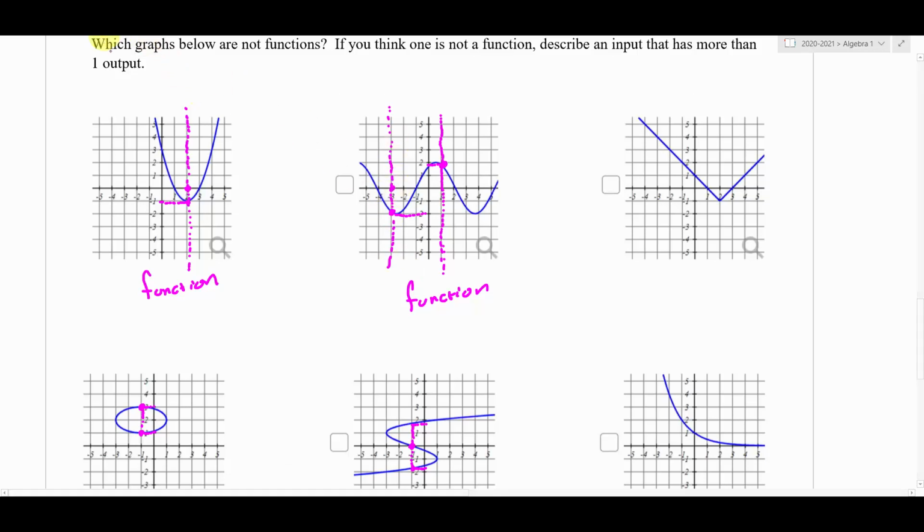And again, I would recommend, if you have a ruler or a straight edge where you can just draw in vertical lines, what you're trying to find is a place where if you drew a vertical line, you would hit that function more than once like we did down here.